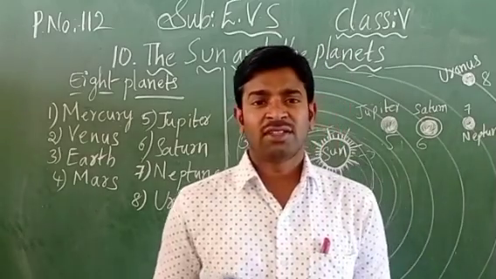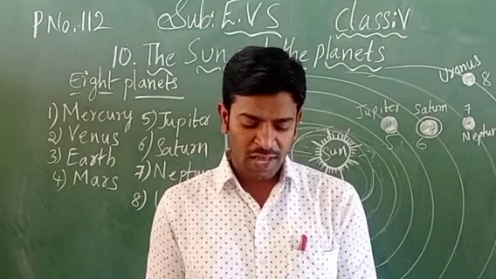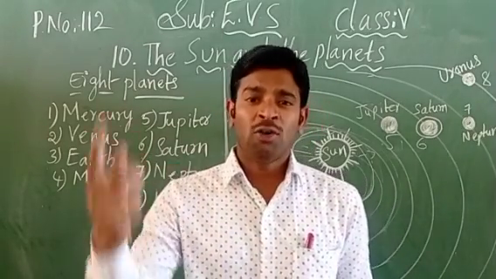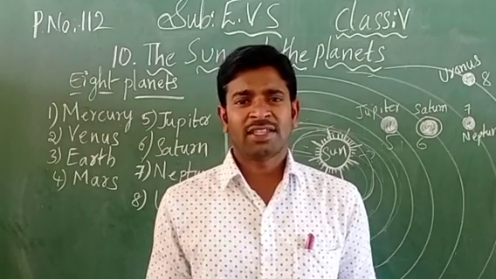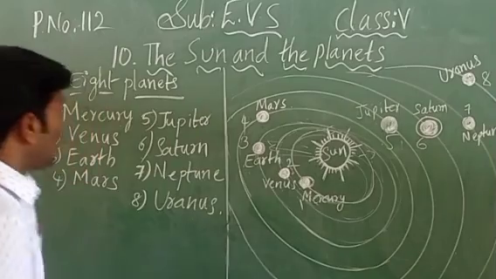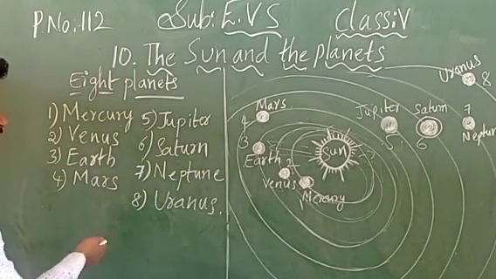So okay, children, for today's class it is enough. In the next class I am going to explain the remaining part of the lesson, about how the day will occur and how the night is going to occur. Let us see in the next class. So go through the lesson and learn the names of the 8 planets, children.